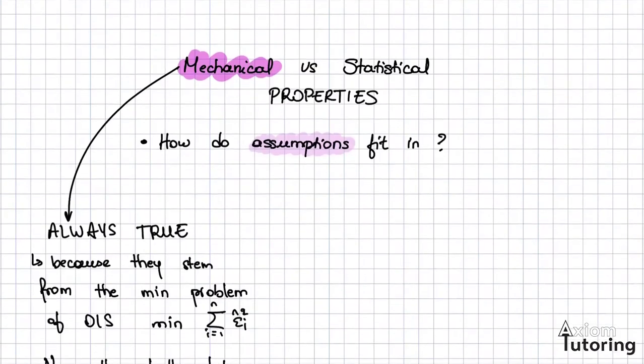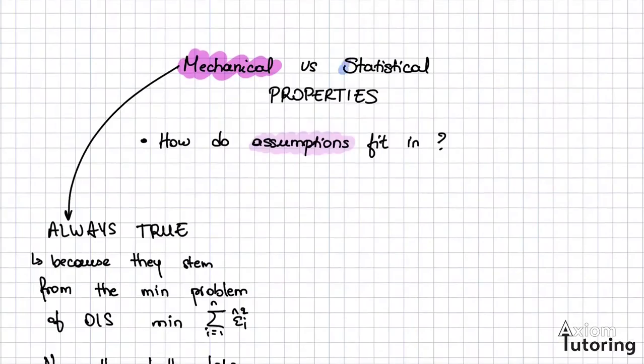What about statistical properties then? Well, statistical properties are not always true. In fact, they can only be true if certain assumptions are fulfilled.